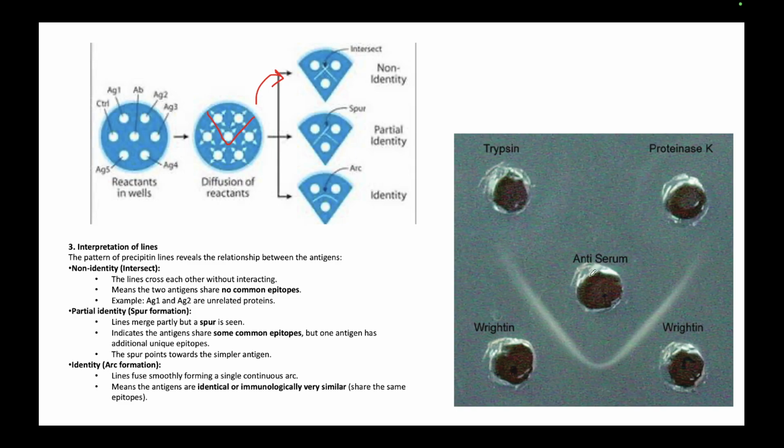For example, this is the real image. Here you can see the anti-serum added here. You can see four different wells to add the antigen. This one gives an arc, where both the antigens are the same. And this is trypsin, this is proteinase K, it is not interacting with these, and that is why there is no precipitation line occurring. So this is a simple immunodiffusion technique which can tell whether the antigen and antibody will react with each other or not.